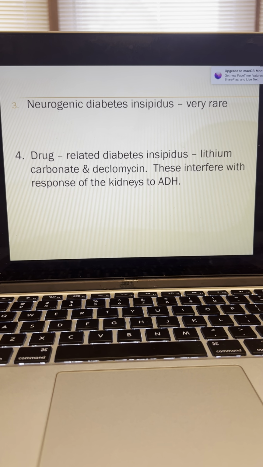Oh, excuse me, number 4 is drug related. If you look, diabetes insipidus can be related to lithium and declomycin, meaning you're taking too much of those medications and they interfere with the kidney's responses. So it's kind of like Danielle, you had the Cushing's person. They got Cushing's because of the large corticosteroids they were taking. Again, here we could get diabetes insipidus due to the large doses of lithium or declomycin that the patient was taking.